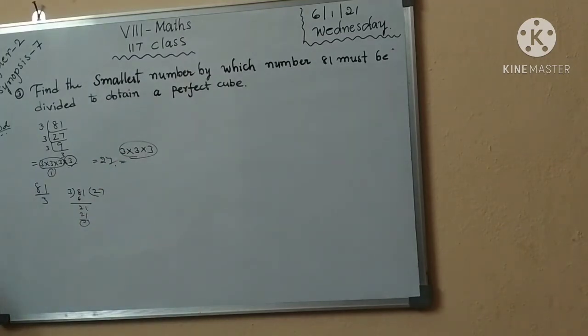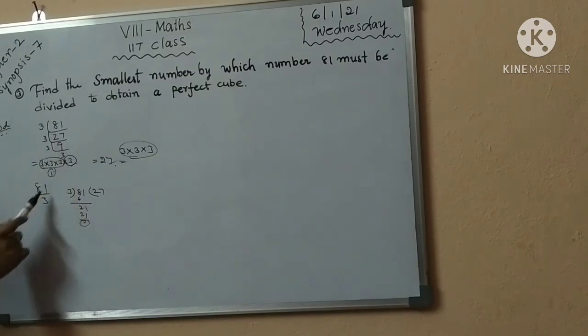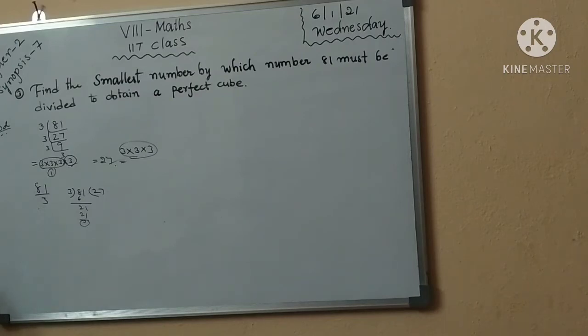Find the smallest number by which 81 must be divided to obtain a perfect cube. Which number, when divided, gives a perfect cube? 81 divided by 3 gives 27, and 27 is a perfect cube number. So the number divided into 81 is 3. Then 27 is a perfect cube. Okay children?